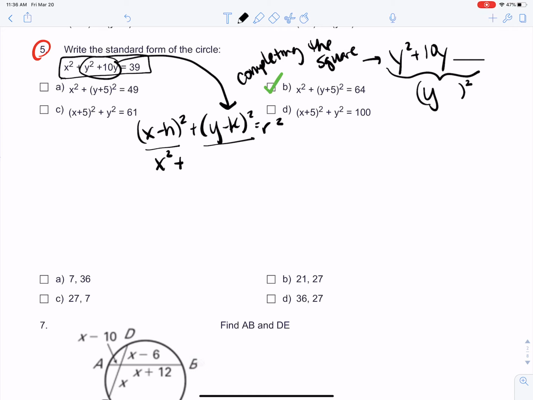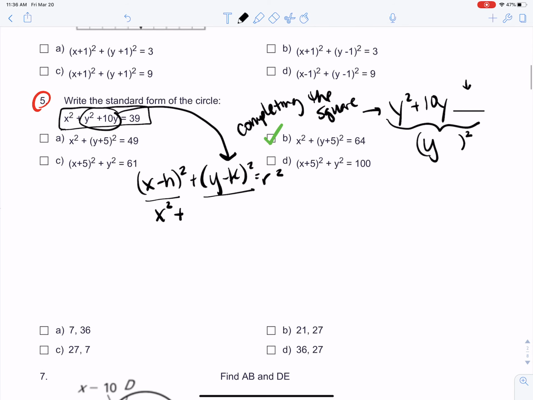So in order to make this a trinomial, we need to add a term right here. The term that you're going to add is half of the b term, so half of 10, and you're going to square it. So we're going to do 10 divided by 2 and square it, and we get 25. So therefore, if I put plus 25 at the end of this trinomial, I could rewrite it as y plus 5 quantity squared, because that's the factored form of this trinomial.